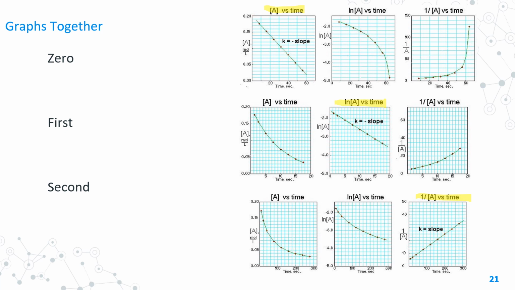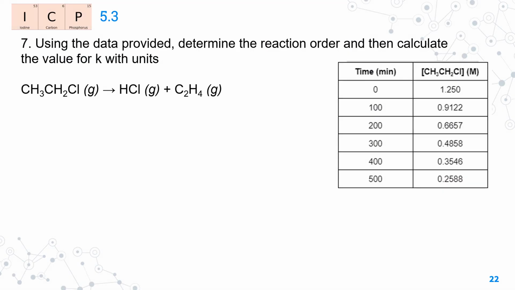So let's go ahead and grab our in-class practice, look at question 7. This gives us a set of data and asks us to determine the reaction order and calculate the value for K. So what I need to do on this is plot this data to find the most linear fit.